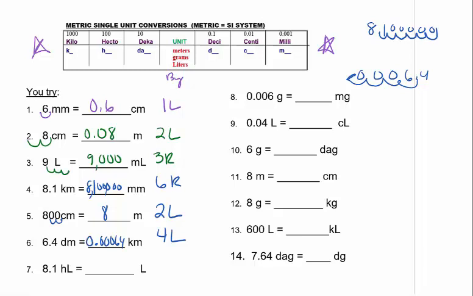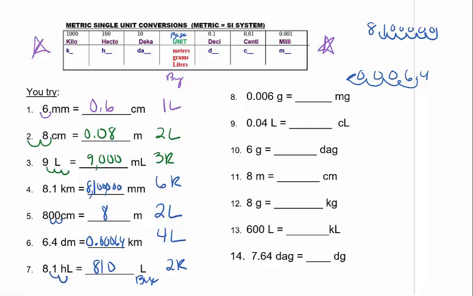Number 7, we're going hectoliters to liters. Liters is my base unit. Okay. So sometimes you like to actually add that there. So we're going hecto to the unit. So I'm going 1, 2 units to the right. So we are going to go 1, 2, which gives me 810 liters.